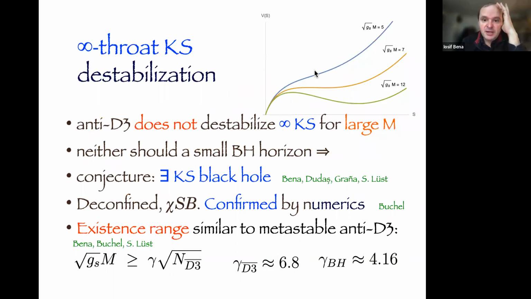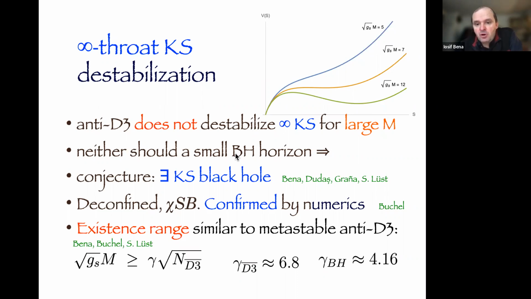And this intuition was actually, so this is again the calculation. Moreover, the intuition I had before, that you have a flat direction, you put the anti-D3-brane, you destabilize, is actually not 100% borne out by the calculation. The calculation doesn't say that. So the intuition that you have a flat direction, you put the anti-D3-brane, it will run away, is actually not happening. And this is what our calculation shows. But then we said, okay, good. Anti-D3-branes have more mass than charge. So when you put them there, they don't appear to destabilize the Klebanov-Strassler throat for large M, but then neither should a small black hole horizon.